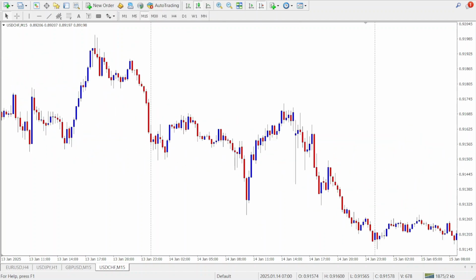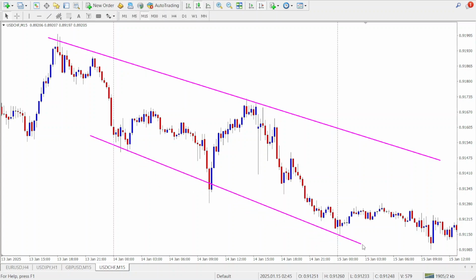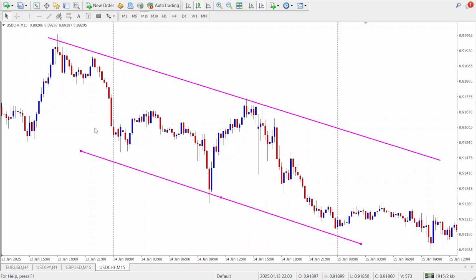A pullback is a temporary price retracement within a trend. So now we have a sell trend. This is a sell trend. This is the actual move in the direction of the trend, and this is a pullback. This is a move in the direction of the trend, and this is a pullback.